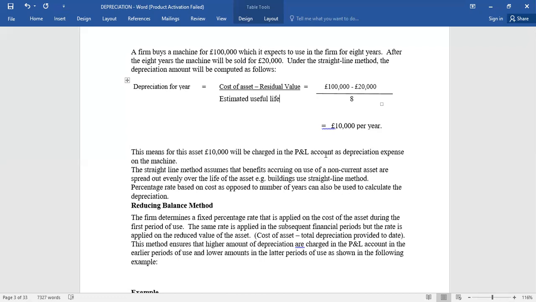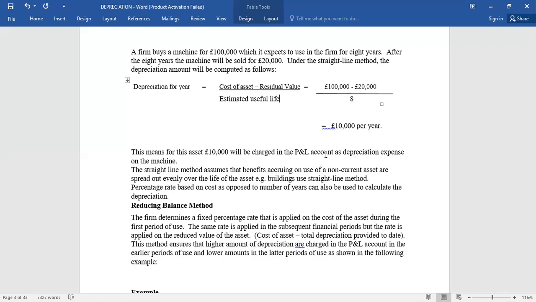Then you have the reducing balance method. And as the title goes, reducing balance, the firm determines a fixed percentage rate that is applied on the cost of the asset during the first period of use. Then the same rate will be applied in the subsequent financial period, but this will reduce the value of the asset.